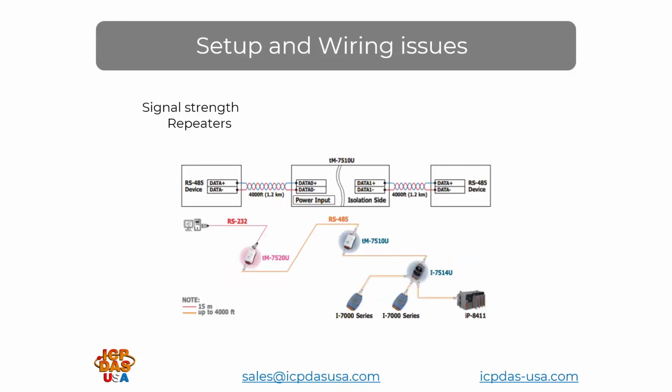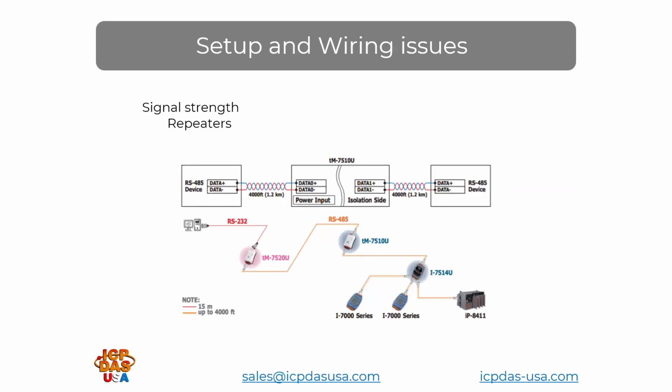When the required distance is longer than 4,000 feet, or if the signal strength of the RS-485 signal is too low, you can add a repeater like our TM7510U. This device reads the incoming RS-485 signal and rebroadcasts it in both directions at full strength.